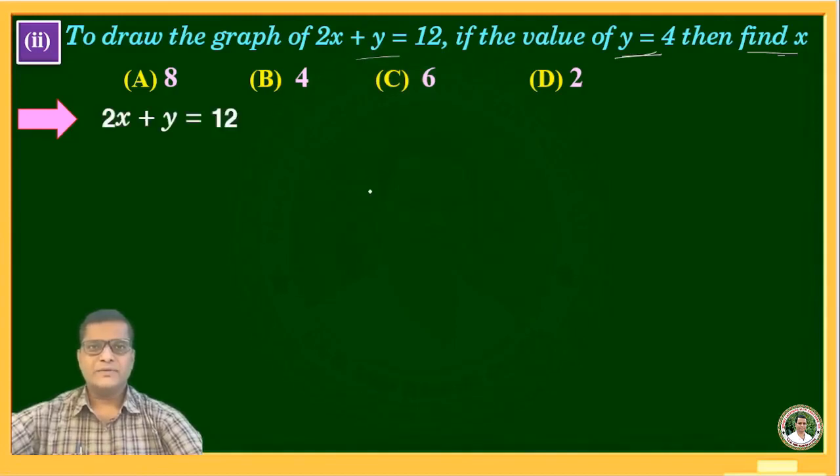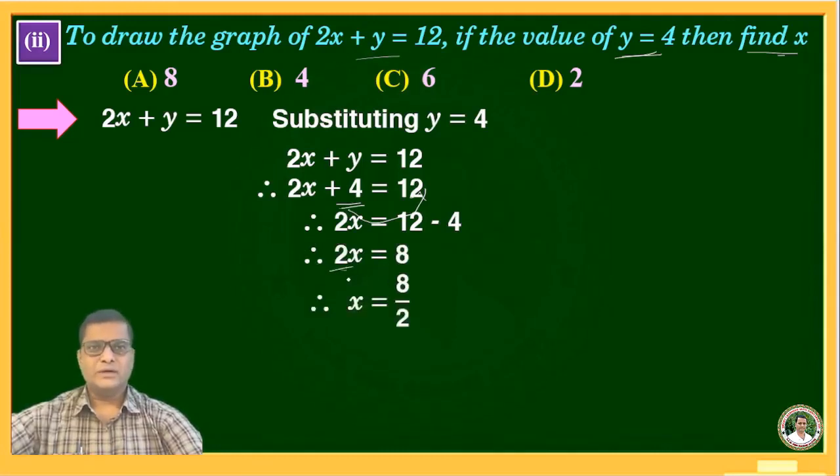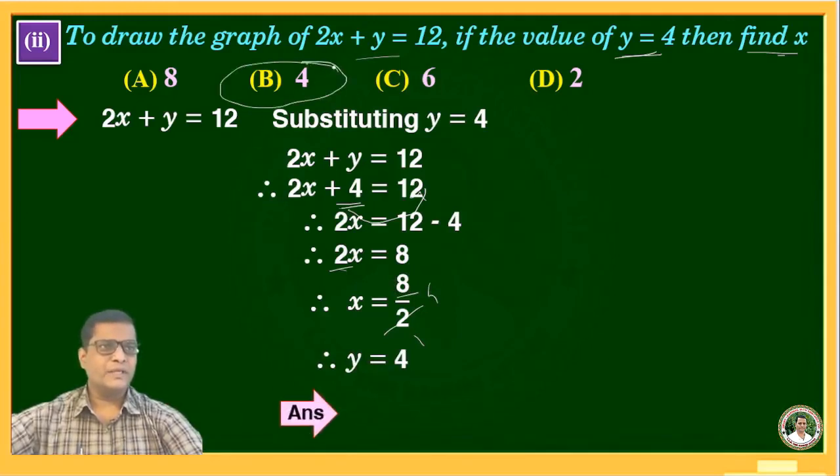First write down the given equation. In this given equation, substitute the value of y is 4. Therefore, 2x plus 4 is equal to 12. In this, 4 is plus. If you transfer it here, it will become minus. Therefore, 2x is equal to 12 minus 4. Subtraction is 8. If you transfer this 2 to this side, then x is equal to 8 upon 2. Then 2 ones are 2, 2 fours are 8. Therefore, x is equal to 4. Value of x is 4, given in option B. Therefore, option B is the answer.